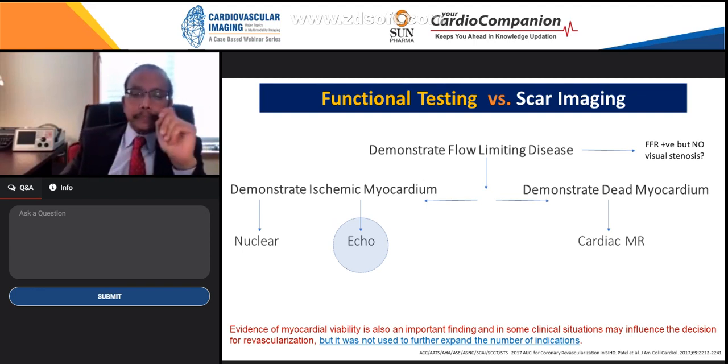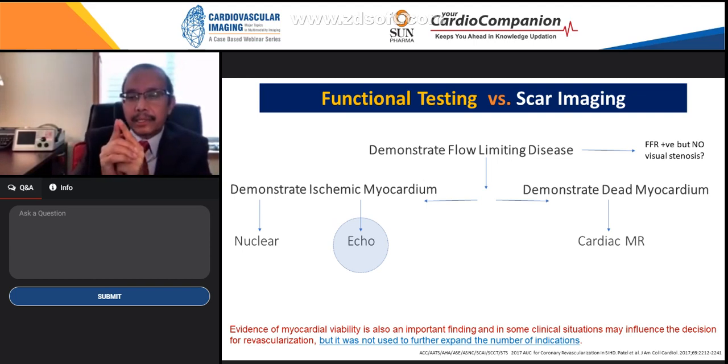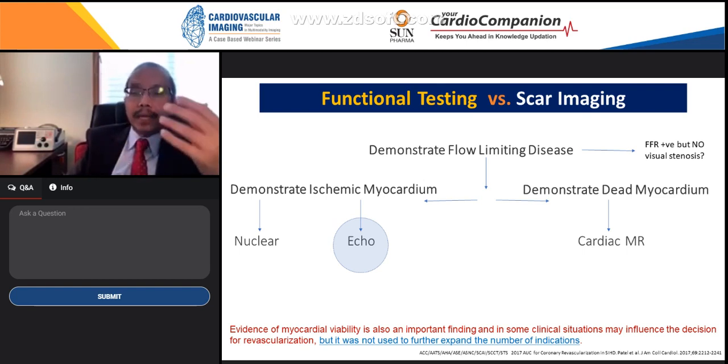Remember when I asked what does the group think has viability, a role currently? This is what the ACC/AHA guidelines say. Evidence of myocardial viability is also an important finding, and in some clinical situations may influence the decision making for revascularization. But it was not used to further expand the indications, which means that even experts on this panel really don't know or were not positive enough to go and recommend it in their algorithm.